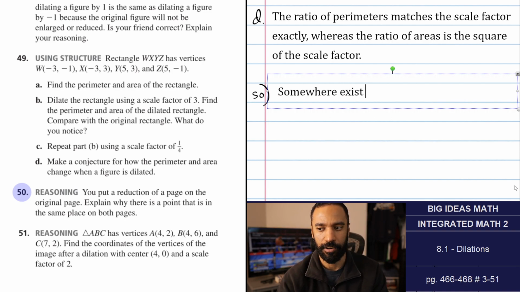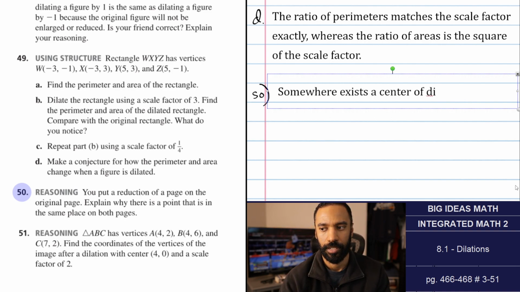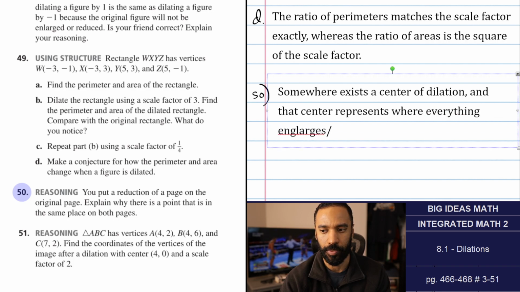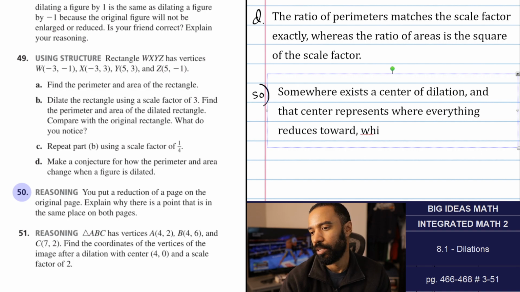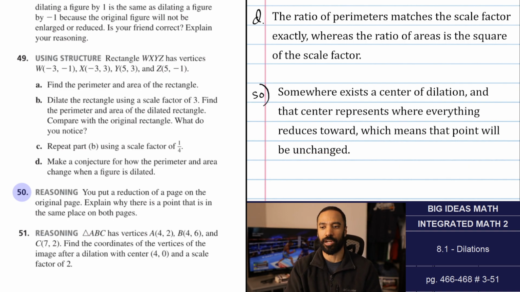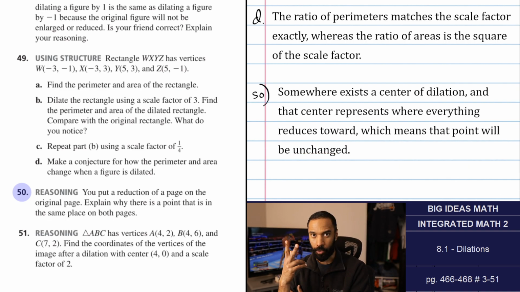Somewhere exists a center of dilation. And that center represents where everything enlarges or reduces. In this case, it reduces toward that point, which means that point will be unchanged. Now, this is true. We've seen this a couple times. We've done it with compass construction. We've done it with graphs.